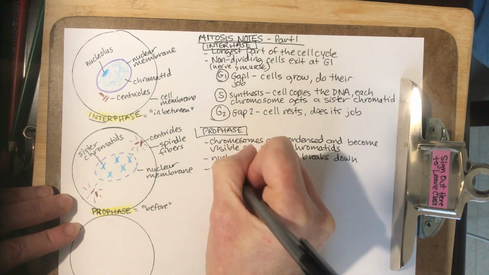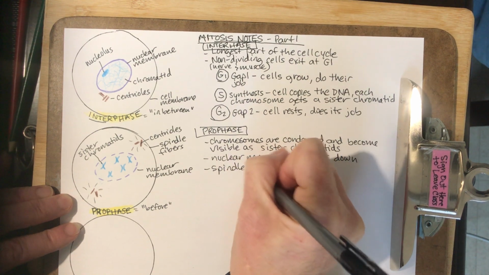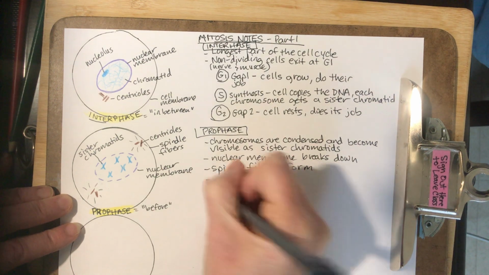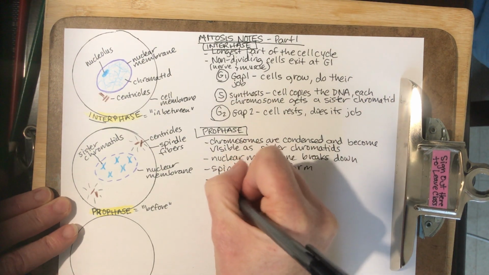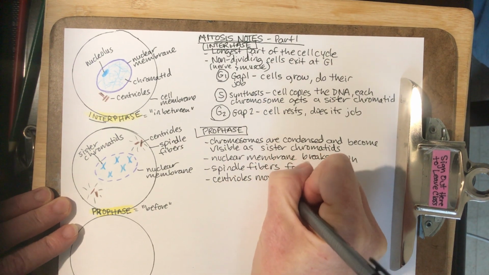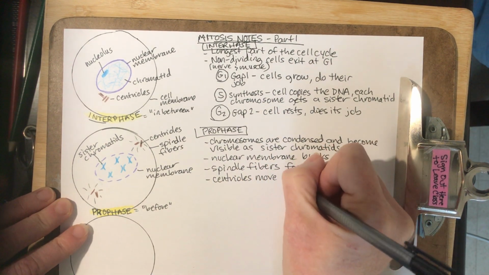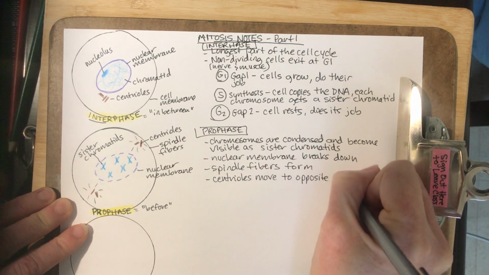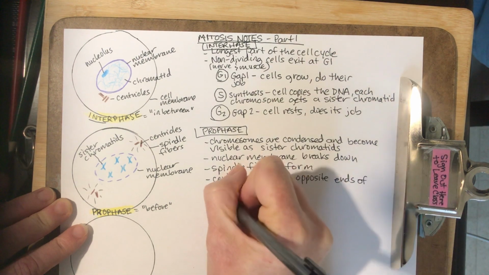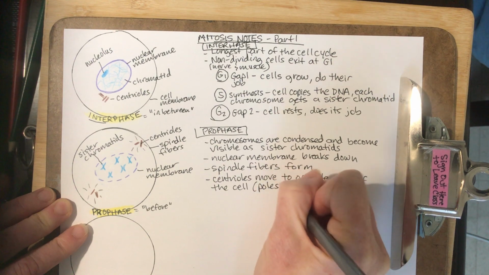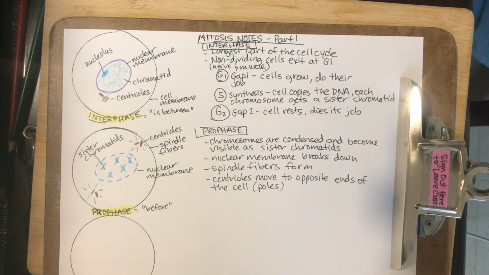The spindle fibers form. The centrioles move to opposite ends of the cell. And remember, we call those the poles. All right, and that is prophase.